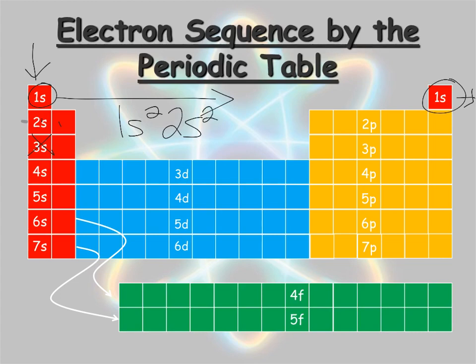Then keep reading across just like a book. I would go here. Got 2p. Count your boxes. You should have 6 boxes. And then, like a book, continue to the next line. We end up on the 3s, and you want to stop where your element is. Our element is right there, so that is the first box. So 3s1. Sodium's electron configuration is 1s2, 2s2, 2p6, 3s1. That's telling us exactly where all his electrons are located.